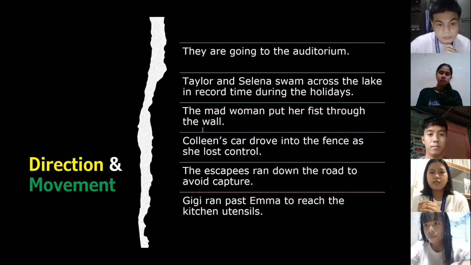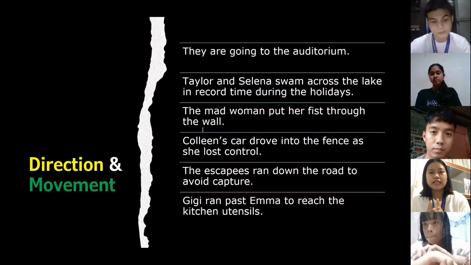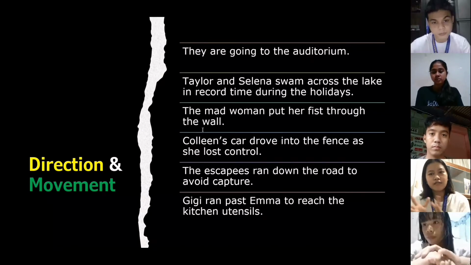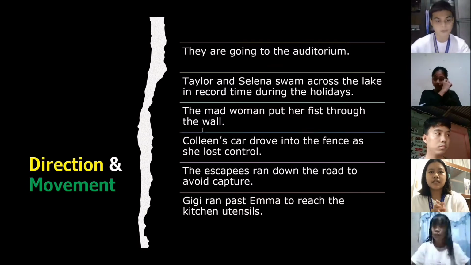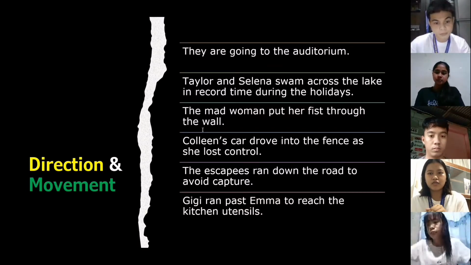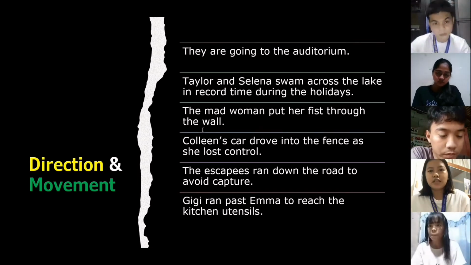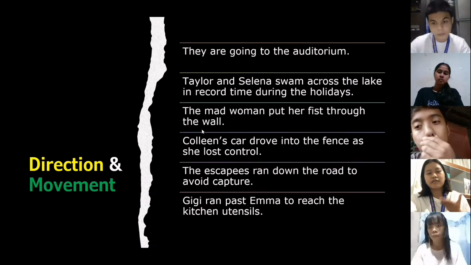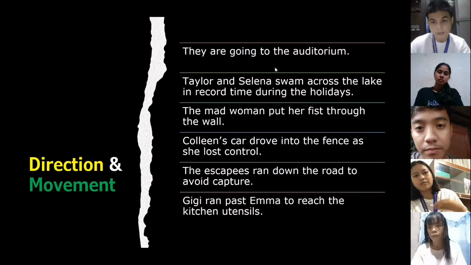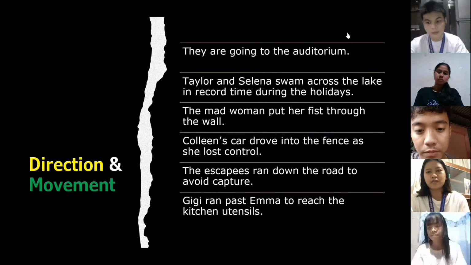Next, the mad woman put her fist through the wall. Then next we have, Colin's car drove into the fence as she lost control. Next, the escapees ran down the road to avoid capture. Lastly, Gigi ran past Emma to reach the kitchen utensils. So please don't be confused in the usage of prepositions of movement or direction with prepositions of place. So that would be all.